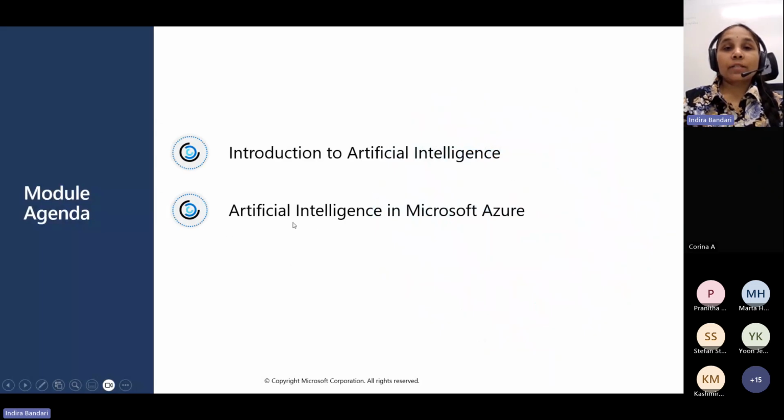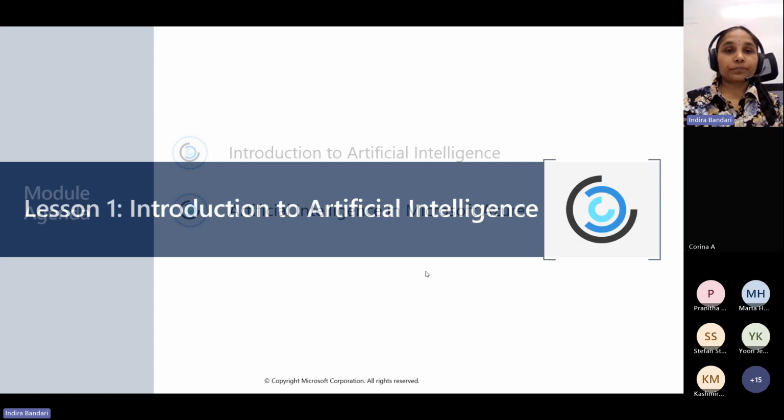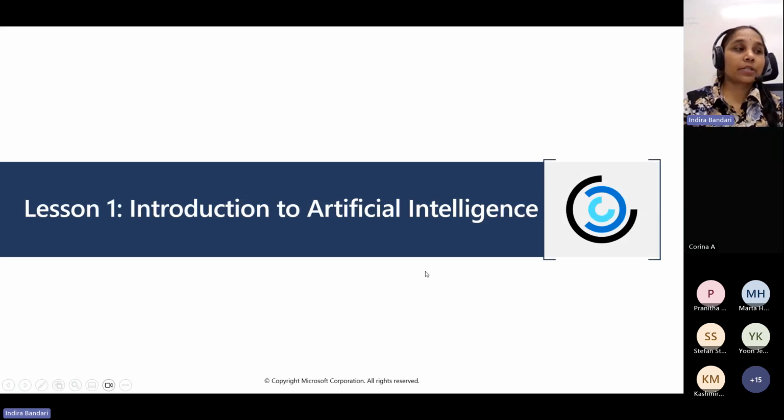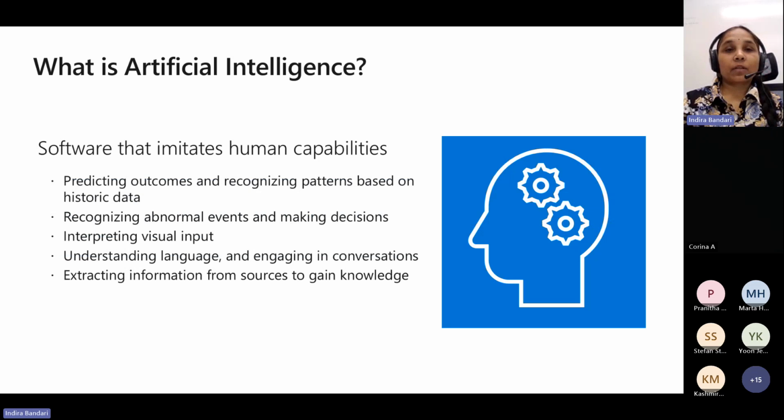So in this very first module, we will understand what artificial intelligence is, and also what kind of artificial intelligence framework there is in Microsoft Azure. The main goal of this lesson is to introduce some fundamental high level concepts, which we will explore in greater depth later in this course. Okay, so lesson 1 is introduction to artificial intelligence.